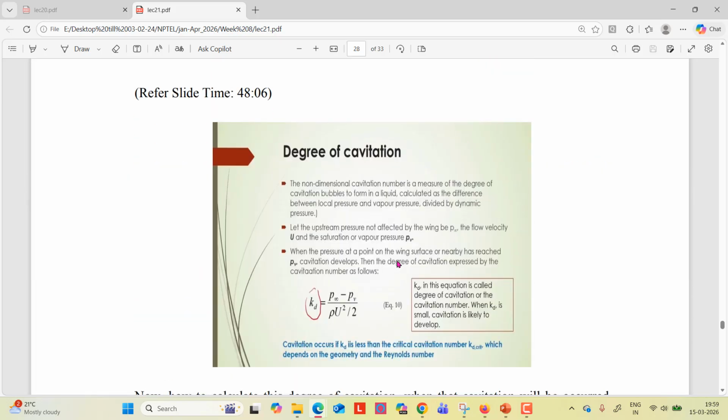So the degree of cavitation can be expressed by this equation. Kd in this equation is called the degree of cavitation or the cavitation number. When Kd is small, cavitation is likely to develop. Kd is small means this pressure difference is small and the kinetic energy is very high. Cavitation occurs if Kd is less than the critical cavitation number, which depends on the geometry and the Reynolds number.